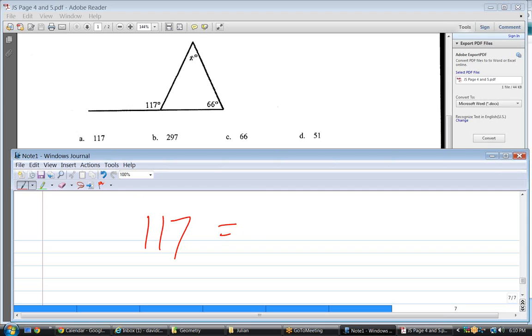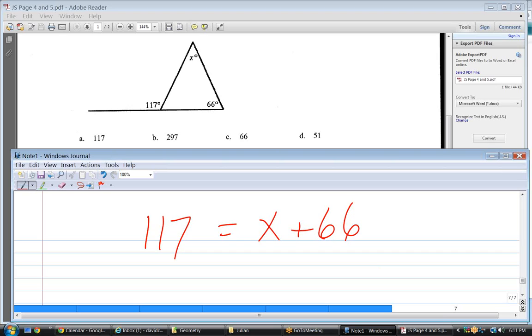63. No. In terms of what I was just telling you about, an exterior angle is equal to the sum of the other two. Wait, I'm confused. Okay. This is an exterior angle. It's equal to the sum of the other two angles in the triangle that it is not next to. Okay. So I can say 117 equals X plus 66.